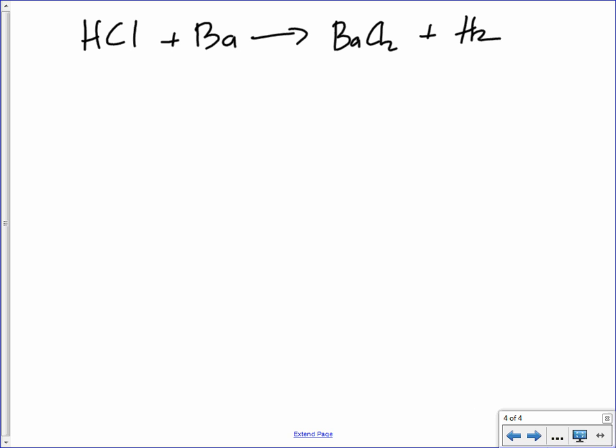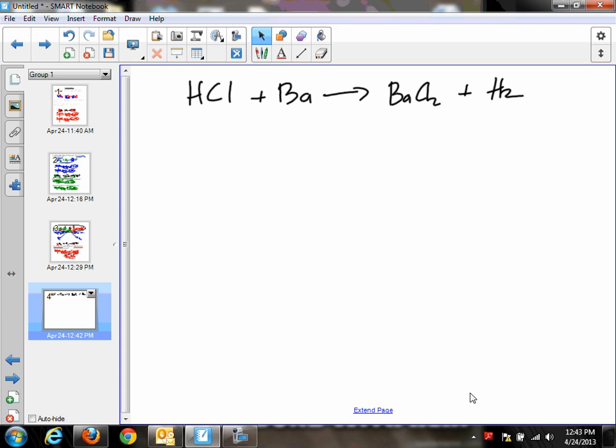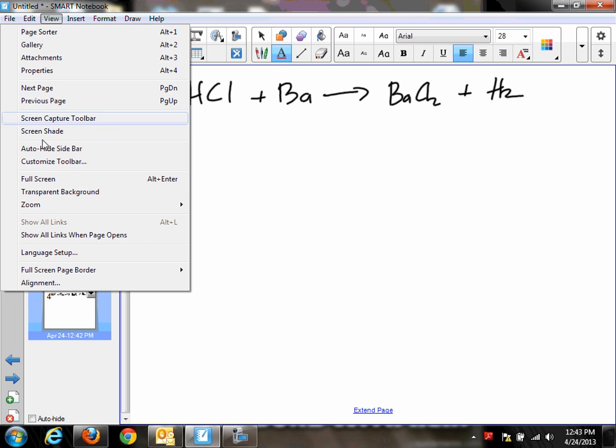Alright, so let's try another one. Let's say hydrochloric acid reacts with barium to form barium chloride and hydrogen. So balance the equation and answer. I will type the question for you.